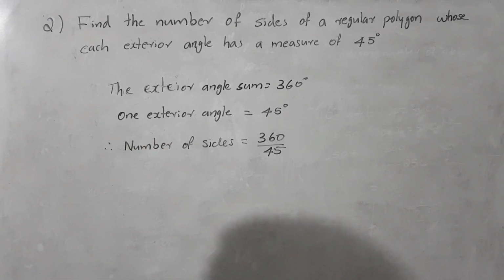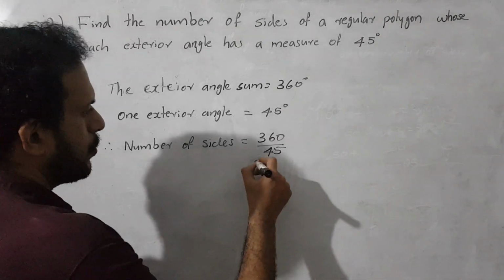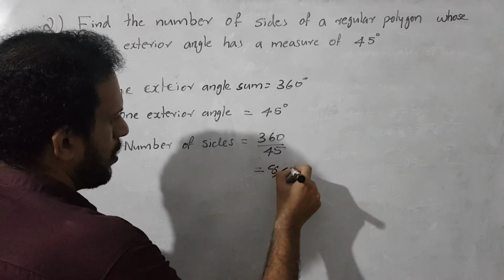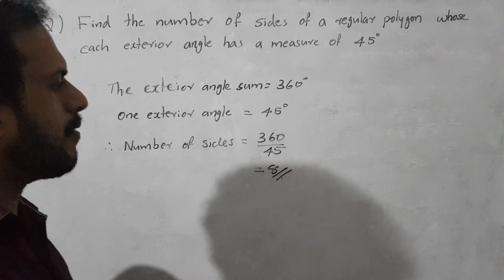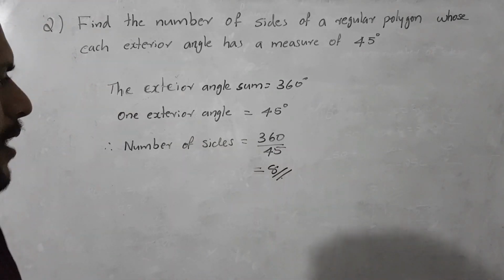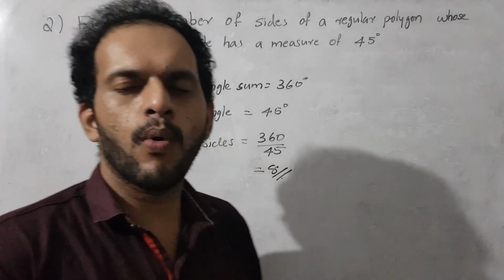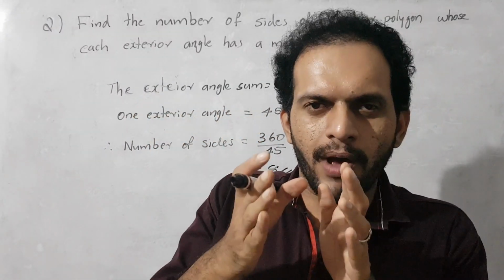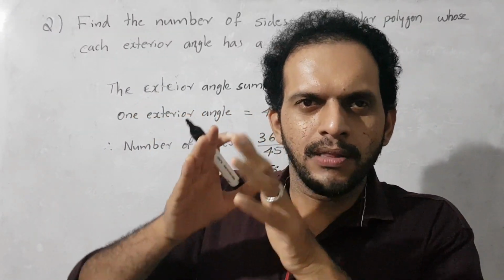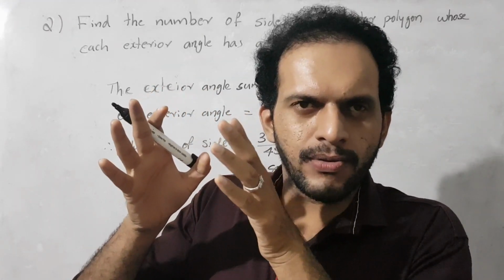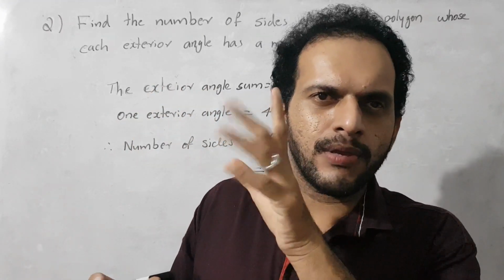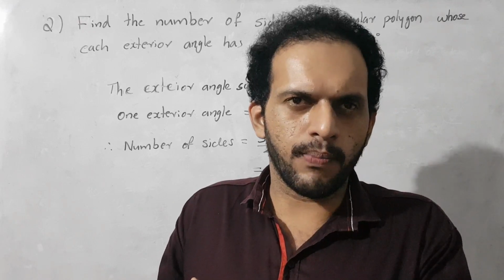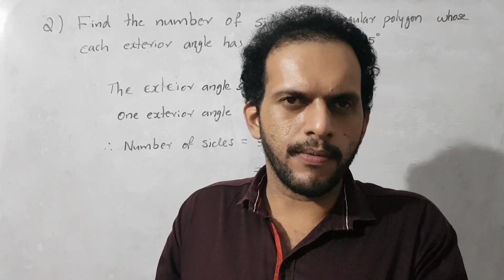What is 360 divided by 45? That is equal to 8. That means the number of sides of this polygon is equal to 8. I think you got this idea. For finding the number of sides, we divide the total angle sum of exterior angles by one exterior angle measurement of that regular polygon. Clear?